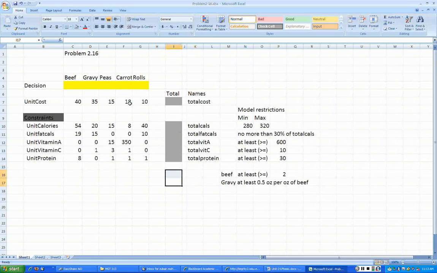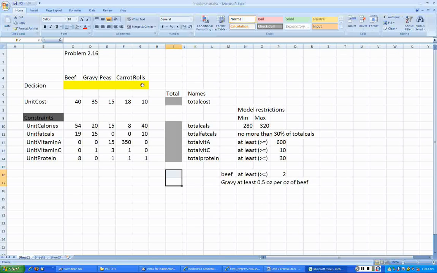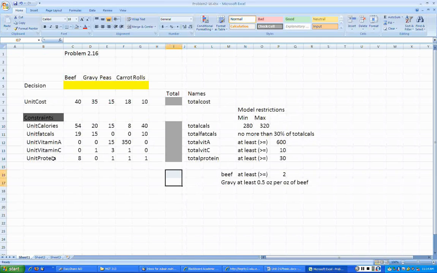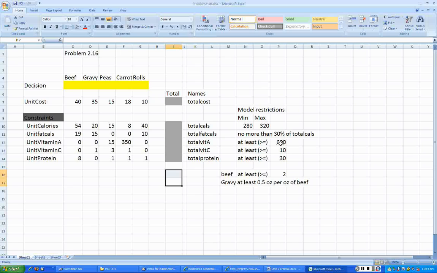So that means what we have to do is decide the amount of beef, gravy, peas, carrots, and rolls we want to have as a combination that's going to get them the nutrients that they want, stay within the calories and get the units of vitamins A, C, and protein. Okay, so how much they need. That information is given here.